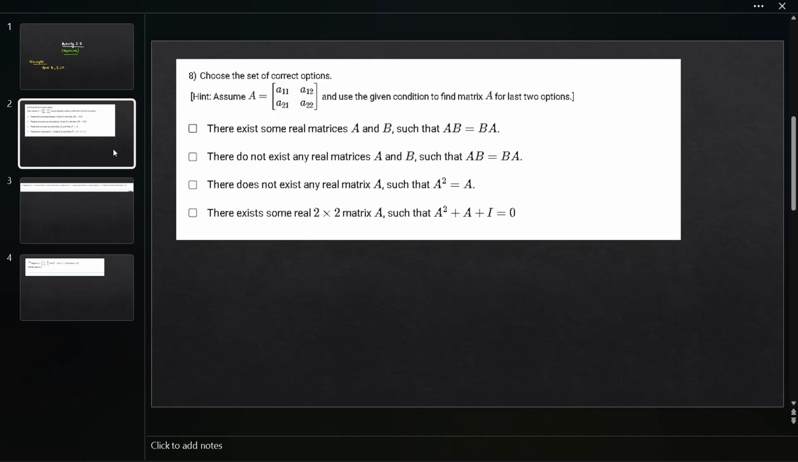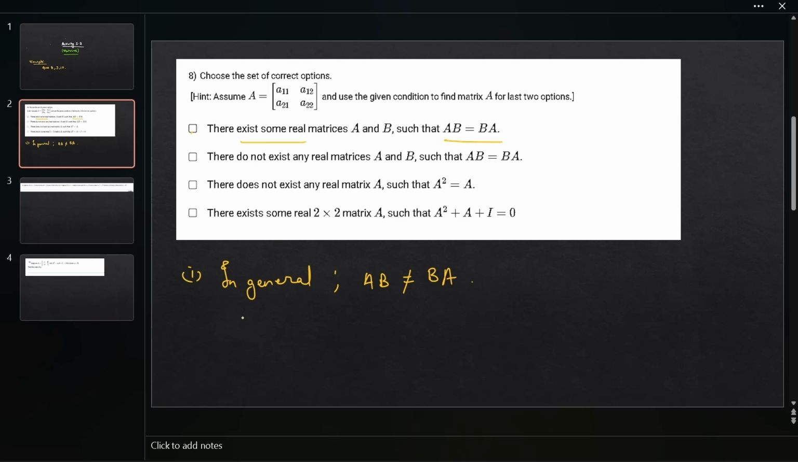Let's get started. Here in question 8, we again have to choose the correct set of options. In the first option, it is said that there exist some real matrices A and B such that AB is equal to BA. In general, AB is equal to BA is a wrong statement, right? AB is not equal to BA. But the question is asking that there exists some, which means even if we are able to provide a few examples, then the option would be correct.